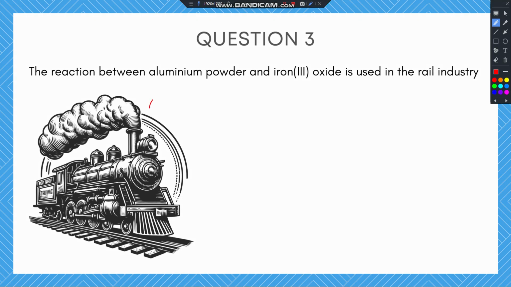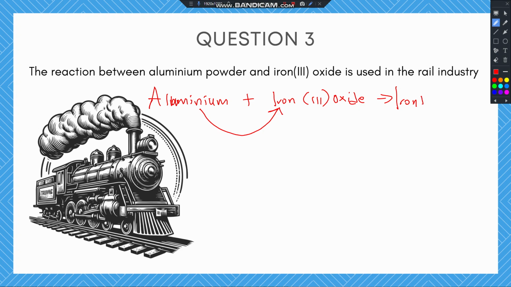So we have aluminium. Let me write that down one more time. Plus iron 3 oxide. What happens is aluminium comes over here to displace iron from this compound. So iron stands alone. So we have iron plus aluminium oxide. That is the word equation.